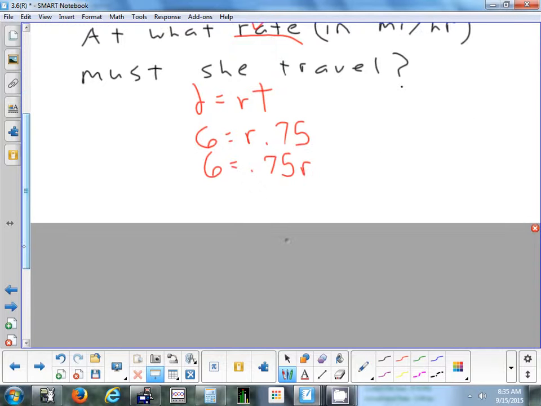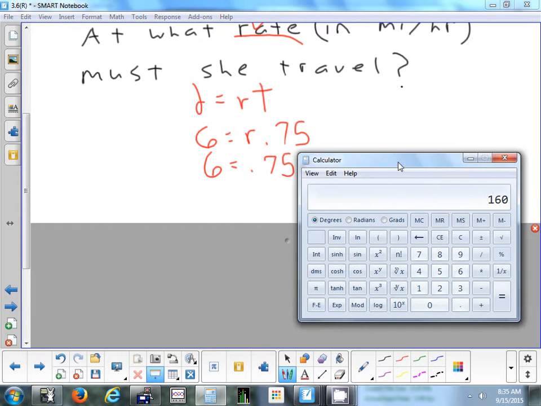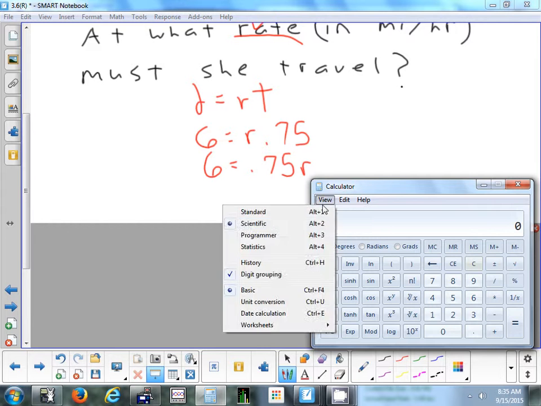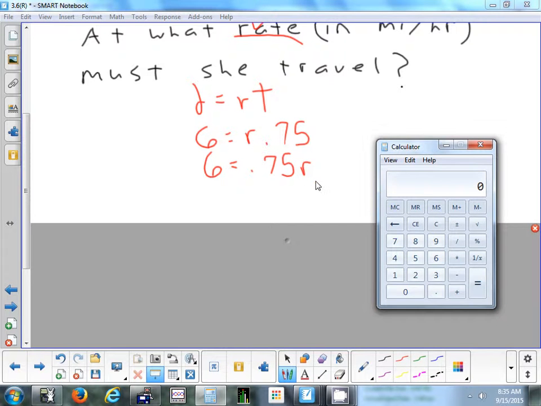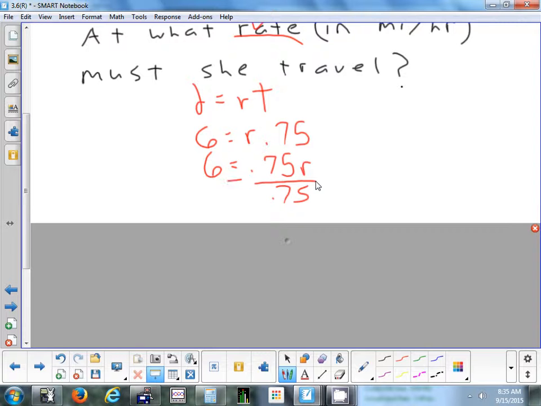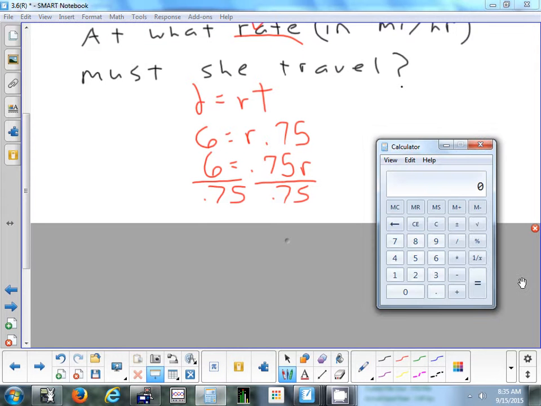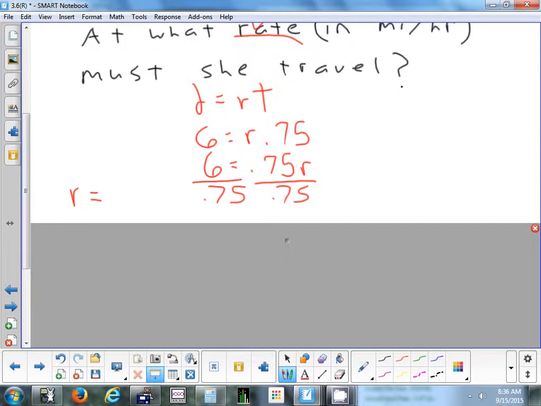Now, just like solving an equation. Alex, what am I going to do? Divide by 0.75, right? Always divide by the number that's with the variable. Divide by 0.75, divide by 0.75. Logan, can you do that first in your calculator real quick? It's 8. So our rate equals 8. 8 what? 8 miles per hour. And there's my final answer. All right? Rate equals 8 miles per hour.